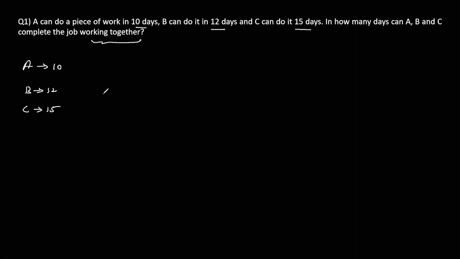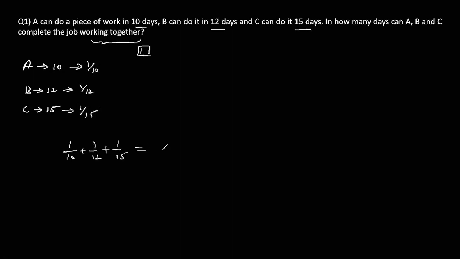Okay. Now, there's one way which is probably the way the majority of you are being taught in schools, which is take 1 as the total unit of work, and then a lot of you say that A in 1 day will do 1/10 of the work, B in 1 day will do 1/12 of the work, and C in 1 day will do 1/15 of the work. So if all 3 of them are working together, what will you do? 1/10 plus 1/12 plus 1/15.